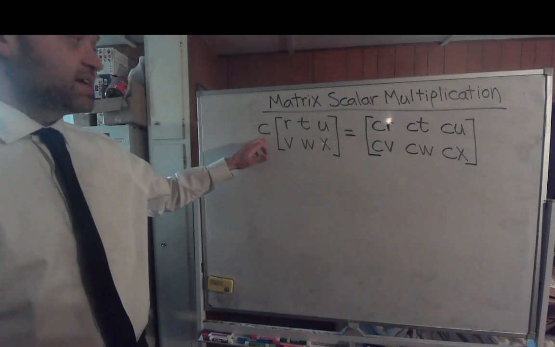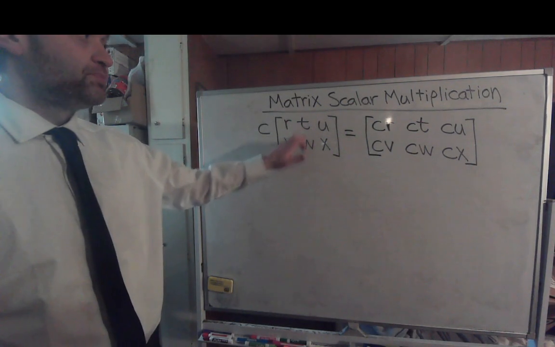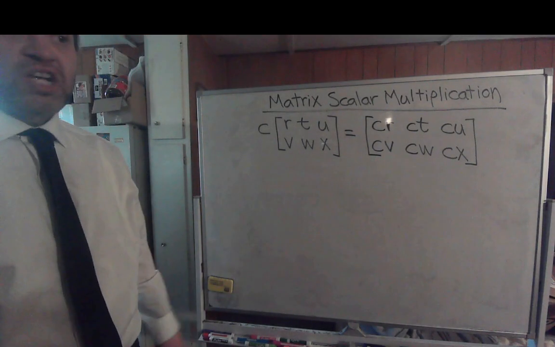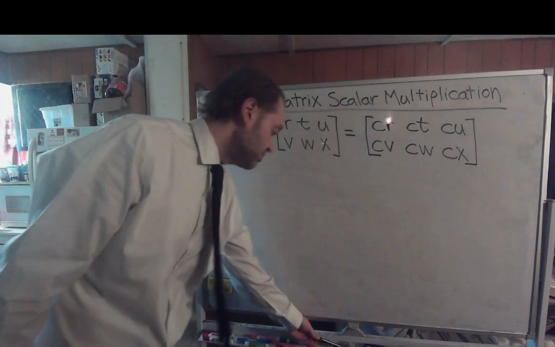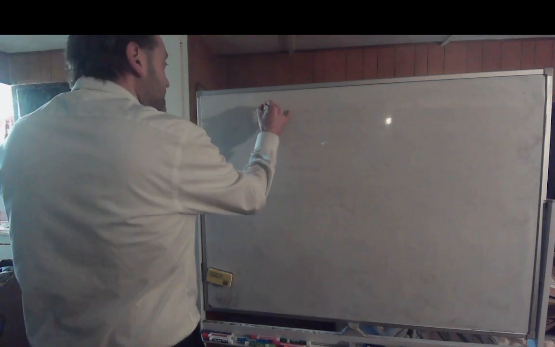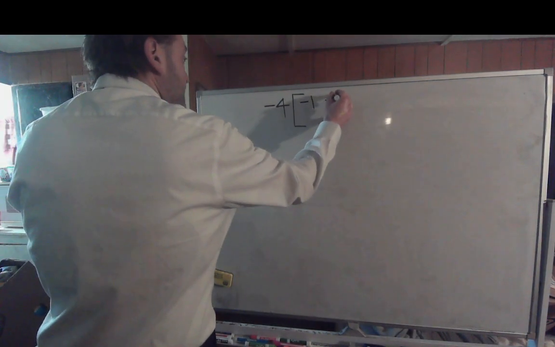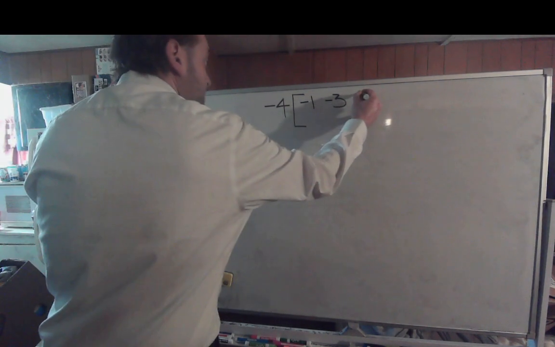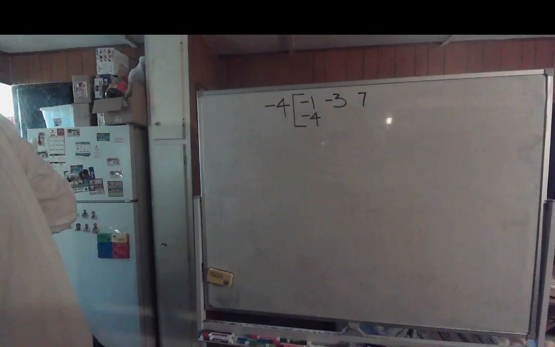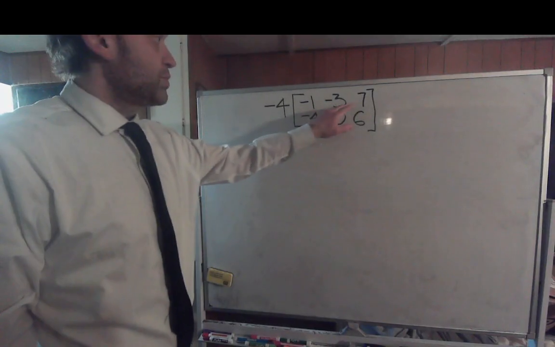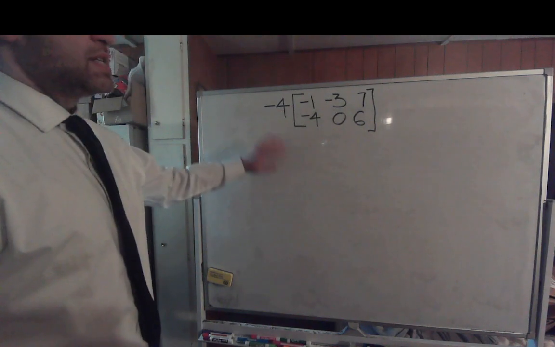That's all a scalar multiple does to a matrix. You just take that scalar on the outside of the matrix, multiply it by every term inside of the matrix, and then you have your new matrix. It doesn't change the order of your matrix, it just simply multiplies by a scalar multiple. So let's do a couple here where we're going to multiply a matrix by a scalar multiple. So let's say I give you -4 times the matrix with entries -1, -3, 7, -4, 0, and 6.